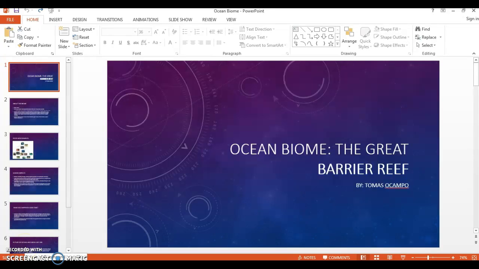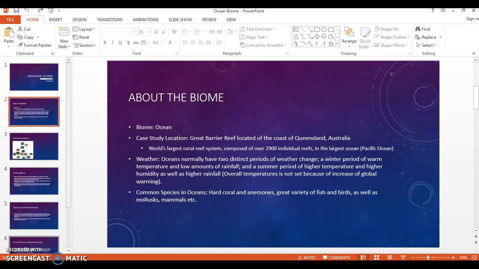So I'm focusing on the ocean biome and more specifically the Great Barrier Reef, which is located off the coast of Queensland, Australia. So a little bit about the case study location. It is, like I said, located off the coast of Queensland, Australia. It is the world's largest coral reef system, composed of over 2,500 individual reefs, and it is located in the largest ocean, being the Pacific Ocean.